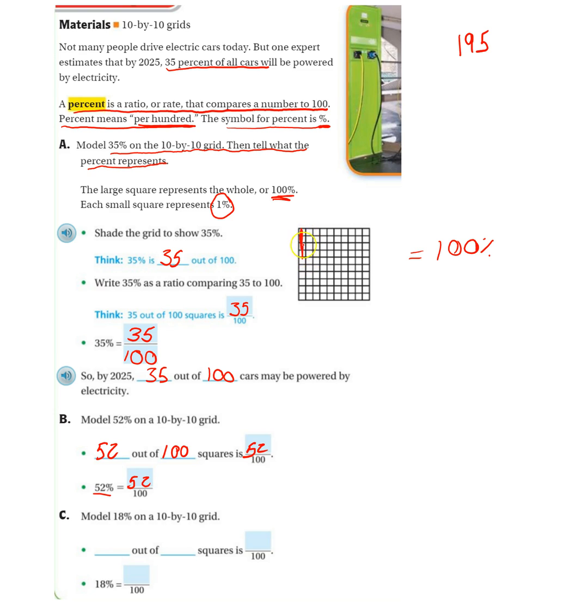So 18% is going to be a 10. So one whole row, and then 8 of the next row, or column, I should say. So 18 out of 100 is 18 100ths. So 18% equals the ratio 18 to 100. 18 per 100. All right.